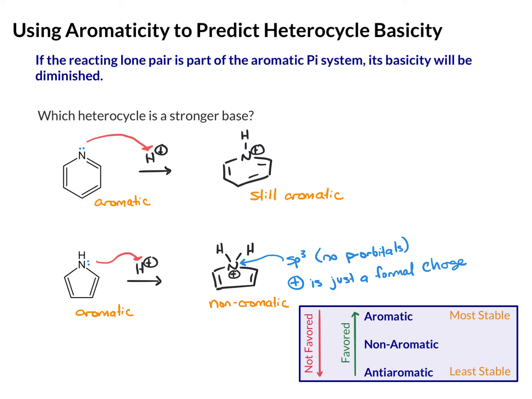In the course of this reaction, we've gone from something aromatic to something non-aromatic. That's not really a favored process. You're going from something more stable to something less stable. So that means the lone pair on pyrrole is much less likely to act as a base. So of the two, pyridine is our stronger base.